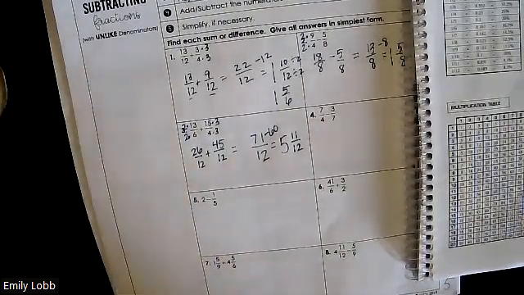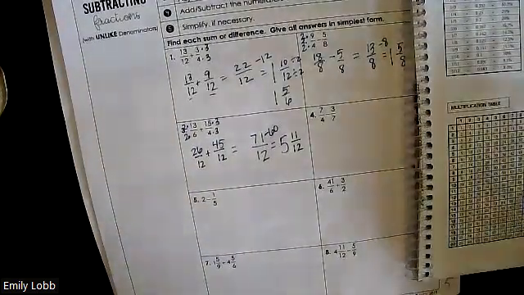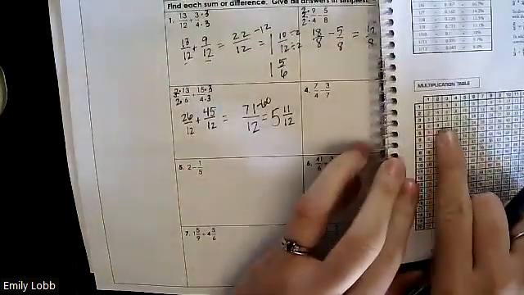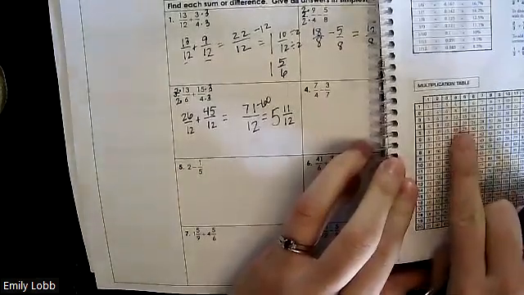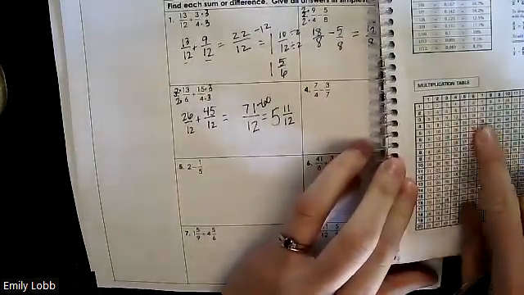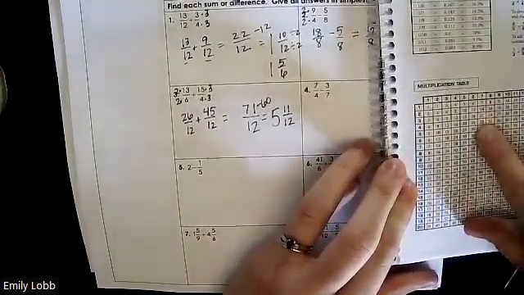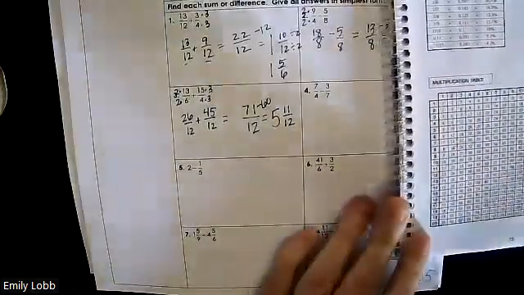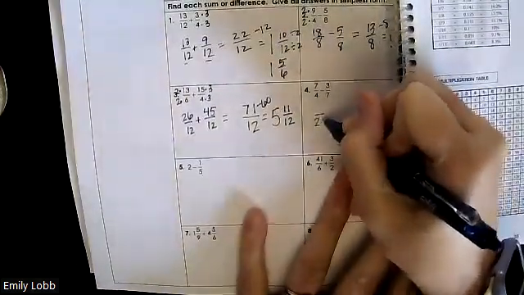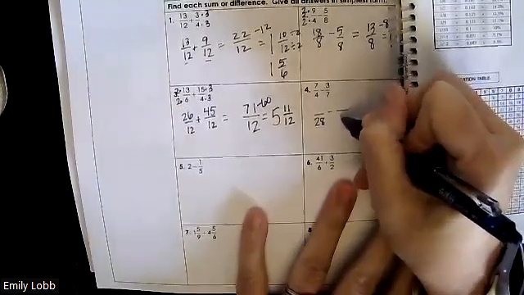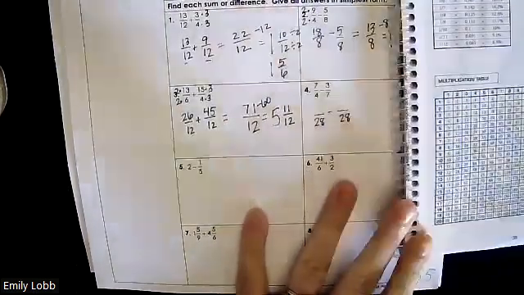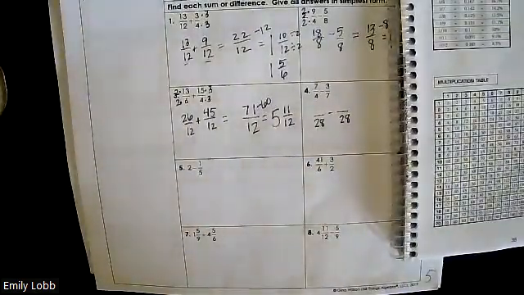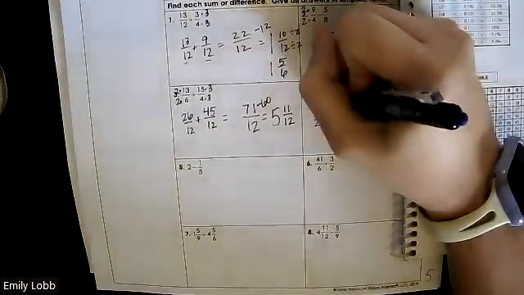Okay, now I'm looking at 4s and 7s. So I'm following my 4s: 4, 8, 12, 16, 20, 24, 28. And then I'm looking at my 7s and I notice there's nothing less than 4 times 7, which is 28. So my new denominator has to be 28. So something over 28 minus something over 28. What do I multiply the 4 by to make 28?